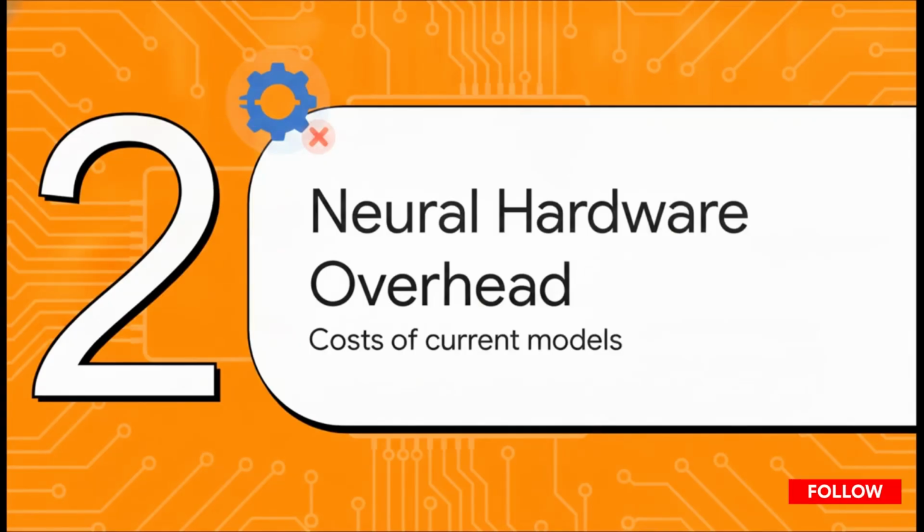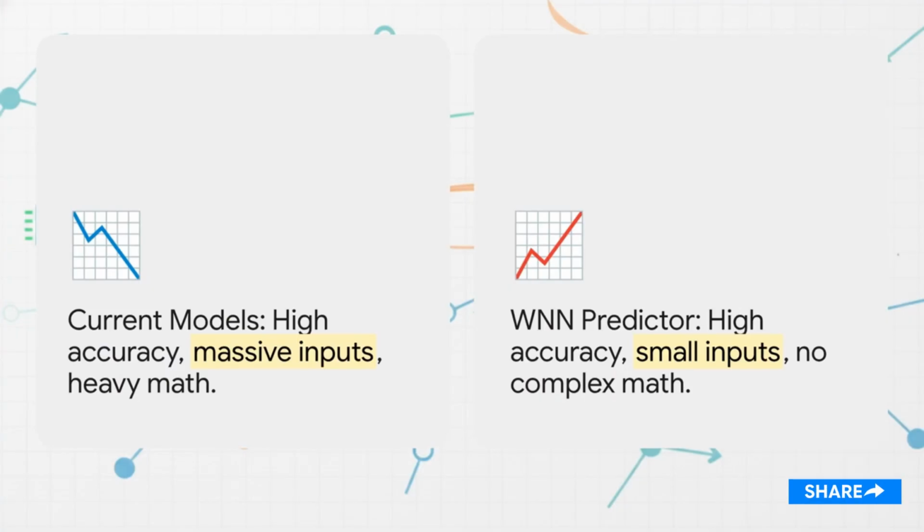Which brings us to Section 2, the neural hardware overhead. Because getting these predictions right is so absolutely critical, the industry has naturally turned to machine learning to make better guesses. But right now, the current gold standards, like variants of the TAGE predictor and perceptron-based neural predictors, well, they come with a massive catch.